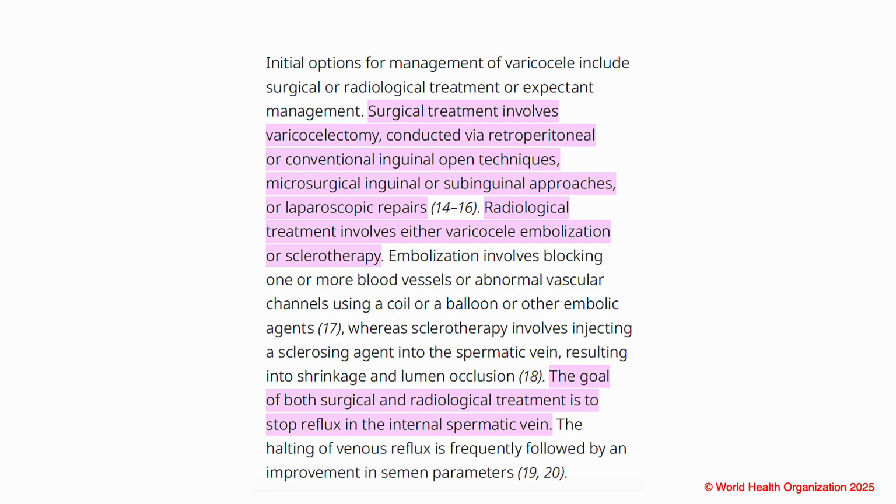What are the surgical treatments which are offered? Surgical treatment involves varicocelectomy conducted via retroperitoneal or conventional inguinal open techniques, microsurgical inguinal or subinguinal approaches, or laparoscopic repairs. We will come to it in further slides, which surgical treatment we have to offer. Then radiological treatment involves either varicocele embolization or sclerotherapy. The goal of both surgical and radiological treatment is to stop reflux in the internal spermatic vein.